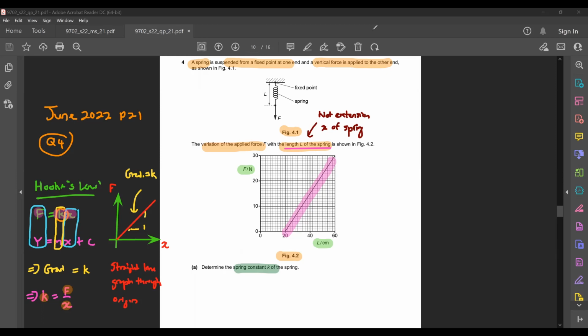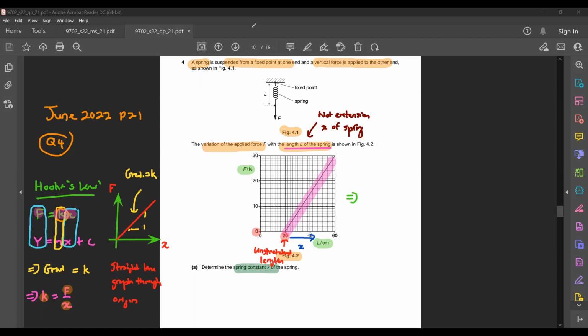Looking at this graph, we can see that the length of the spring is 20 centimeter when the force is 0. This would be the unstretched length. Anything after that would be considered our extension X. So if we want to produce a force versus extension graph, it will probably look like this.